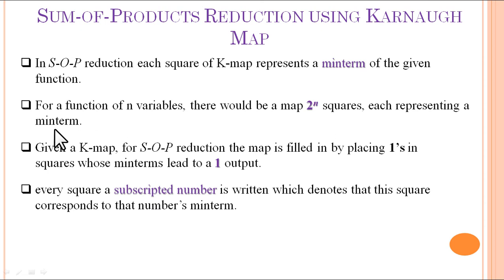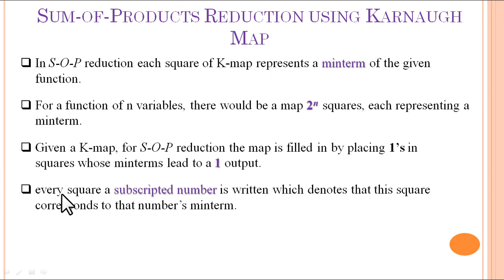Given a K-map for the SOP reduction, the map is filled by replacing ones. So where you find ones, each square will be placed with 1 as its output, by placing 1 where you find the output in the truth table. This is theoretical, you will understand when we start plotting it.